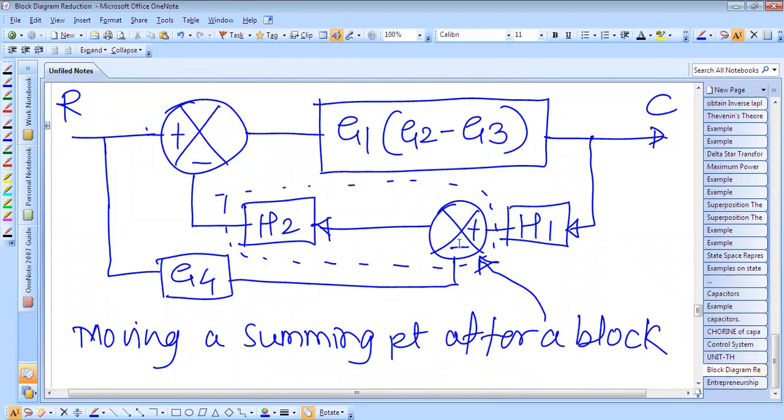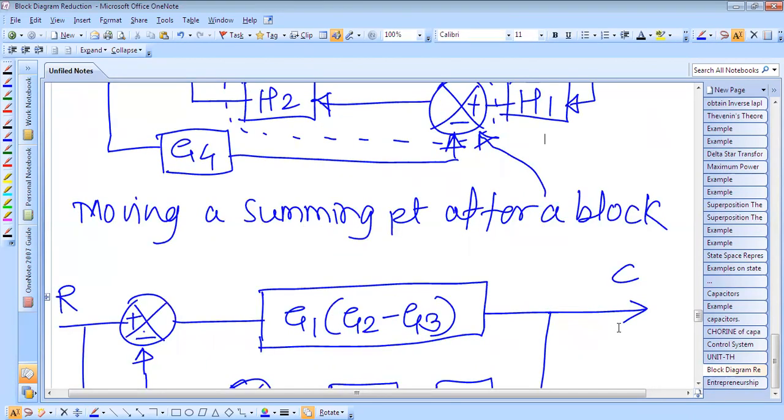Next, we cannot do anything here because this summing point is in between these two blocks. So either we move this summing point ahead of this block, or we move it after this block. We'll move the summing point after the H2 block. In moving it, these two blocks will come near to each other, and this block will be on the left side of H2. But in doing so, this will also create one more block in the feedback path, and therefore the block diagram will be reduced like this.